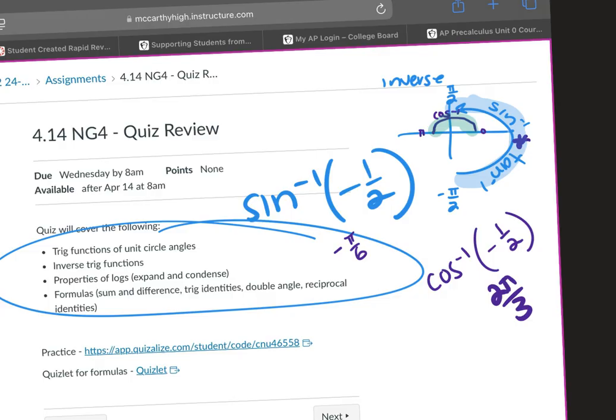All right, then you get properties of logs, expanding and condensing. So like if it said log of a to the second, b to the third, could you expand that out and then reverse it? If it was expanded, could you condense it? Those are your properties of logs. And then the formulas. So sum and difference, trig identities, double angle, and reciprocal identities are also going to be on there. It could say sine of x plus y equals, and you have to pick from the multiple choice the rest of that formula. It could say sine of 2u equals, and you have to pick from the multiple choice the rest of that formula.